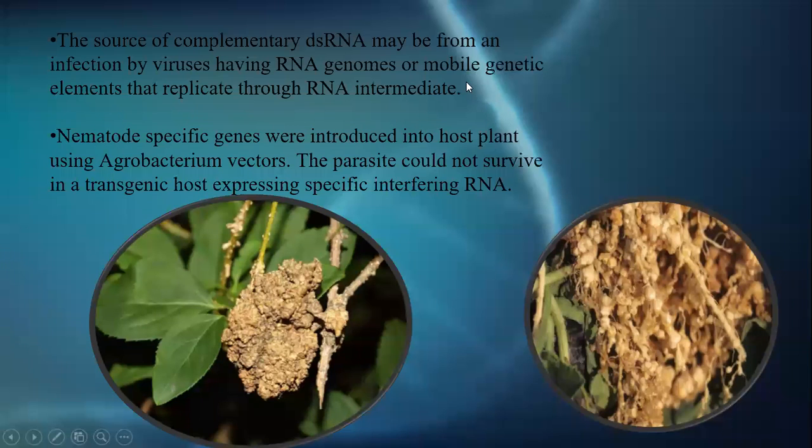So, the source of the complementary dsRNA is from viruses having an RNA genome, through RNA intermediates. Then the nematode specific genes were introduced into the host plant using Agrobacterium vectors. Is it clear? This is something which may happen in your plants, mainly in the roots of tobacco. So this parasite could not survive in the transgenic host expressing the interfering RNA.